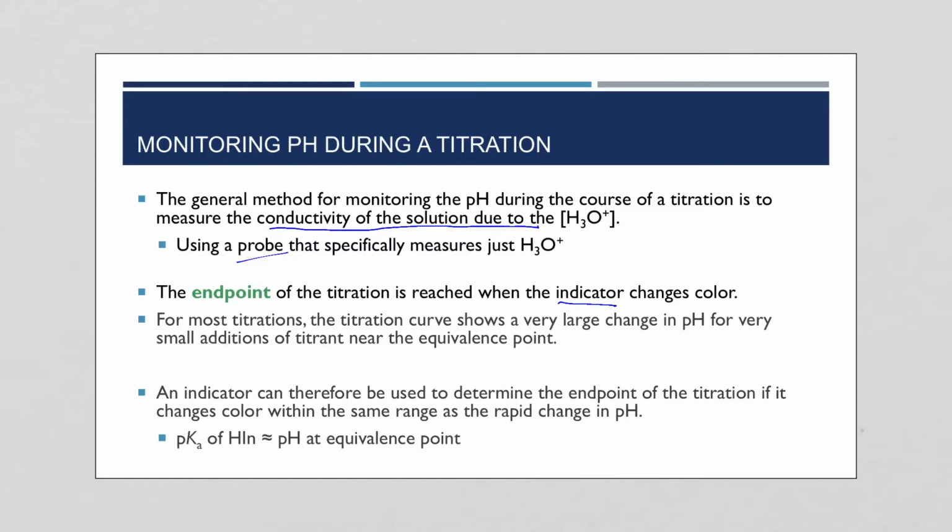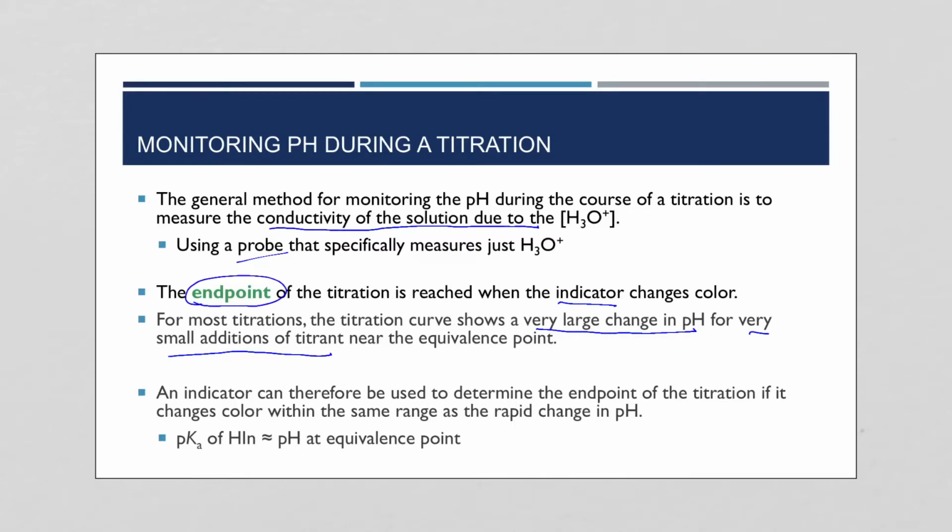Now, if we look at these titration curves, the big thing that always pops out is we have a very large change in pH over very small additions of what we're adding from our burette, our titrant, near the equivalence point. So this gives us a little bit of leeway. The color change doesn't have to occur exactly at the pH of our equivalence point. If it occurs anywhere within that pH range where we're having that rapid rise, then the volume is going to be fairly close to what we're looking for as the volume at our equivalence point or the end point.